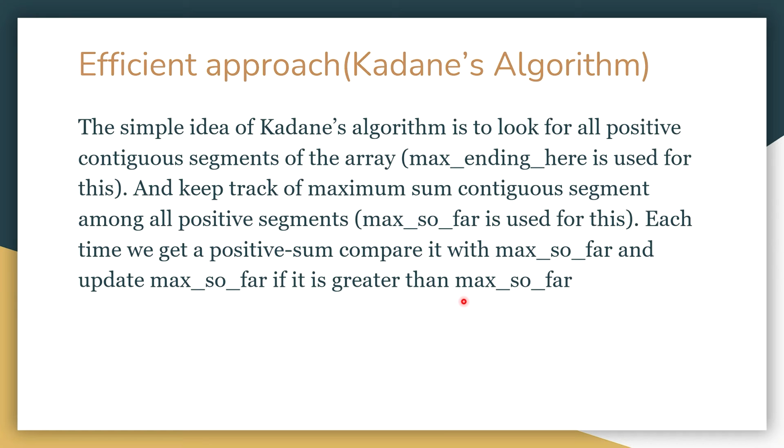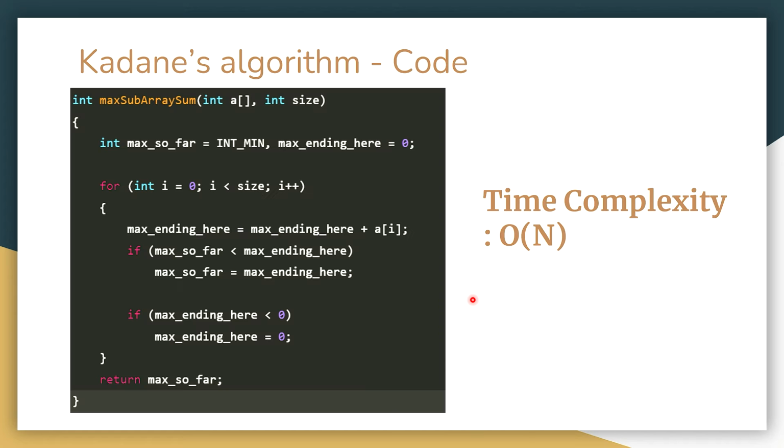Then there comes Kadane's algorithm, the efficient approach to solve this problem. The simple idea of Kadane's algorithm is to look for all possible contiguous segments of the array and keep track of the maximum sum contiguous segment among all positive segments. Each time we get a positive segment, compare it with the max so far and update the max so far if it is greater than max so far. I know it sounds a little bit tricky. I'll explain it in the code.